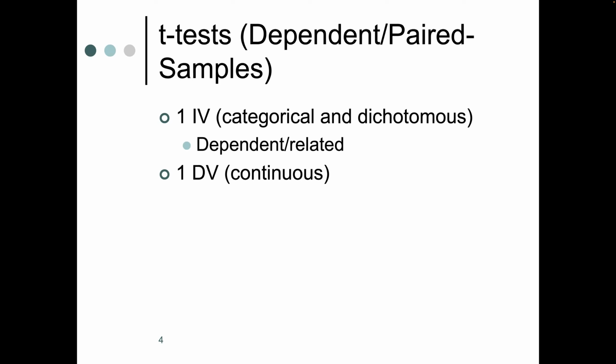It could also be matched pairs in different ways. So we've talked about husbands and wives and their satisfaction with marriage, for example. So we're no longer talking about unrelated groups. We're talking about related groups or that are dependent in some way on each other. So I'm going to go ahead and go into SPSS and give you an example.